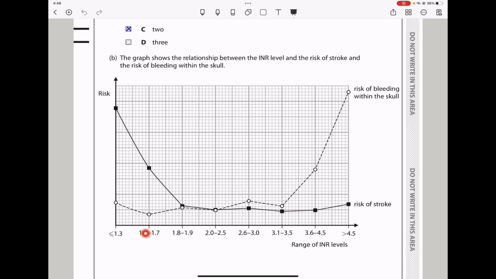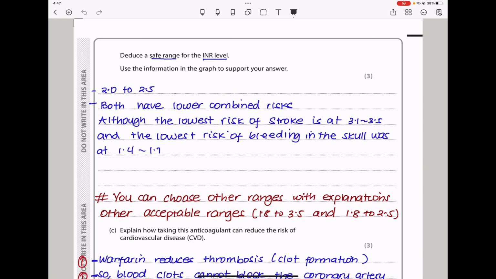This seems to be the range where we have the lowest risk for bleeding in the skull, and this seems to be the lowest risk of stroke. Moving on. Here they ask, did you use a safe range for the INR level? Use the information in the graph to support your answer.